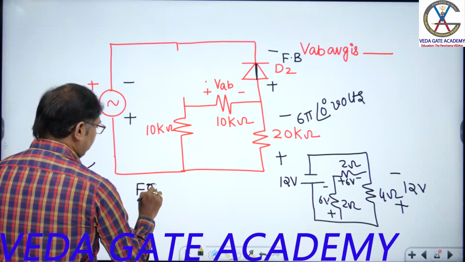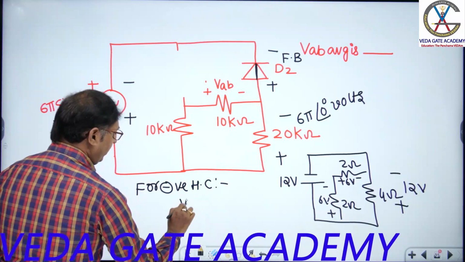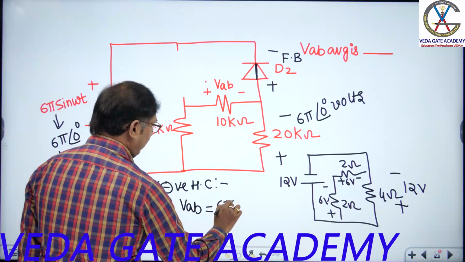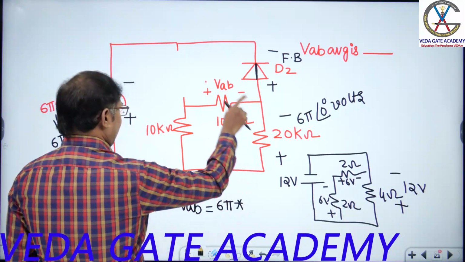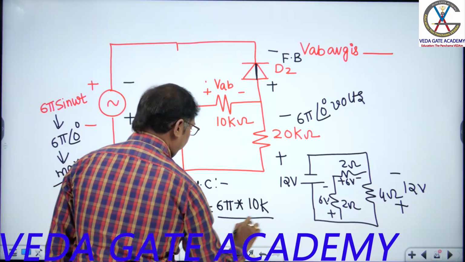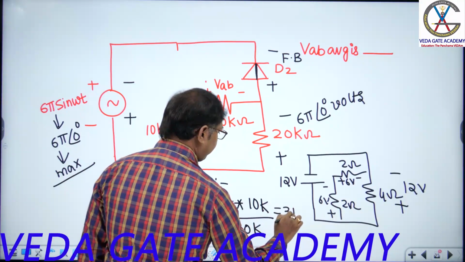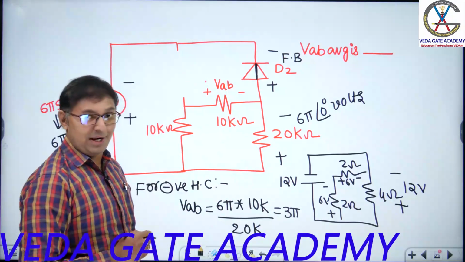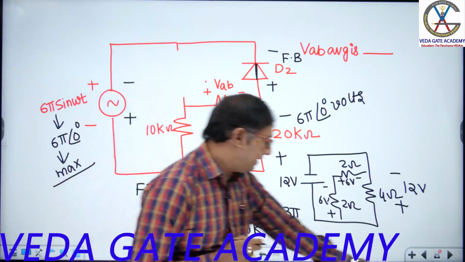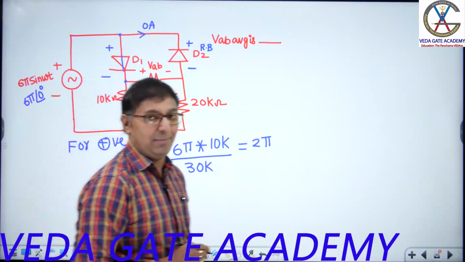What is VAB for the negative half cycle? VAB equals 6π into the respective resistance, 10K, by the total, 20K. What is this? 3π. Positive half cycle 2π, negative half cycle 3π. Check it.